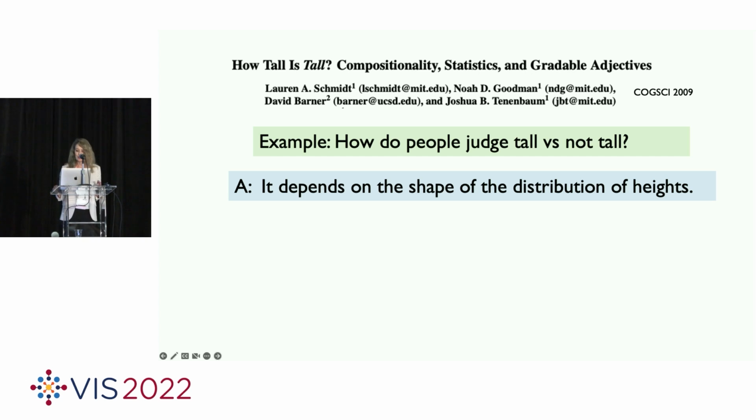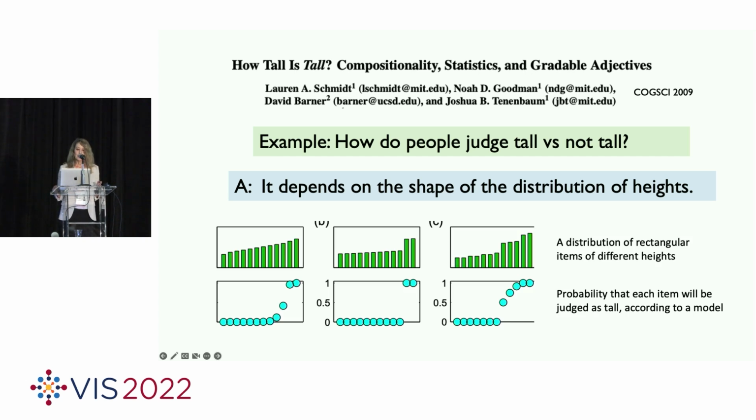It's a data-centric answer. So here we see two rows of images. The top row shows hypothetical distributions of items that people have to say whether they're tall or not. They were actually shown in randomized order, not sorted like this. And the bottom row shows the probability that a person will judge that item as being tall according to a model based on empirical data about these human judgments.